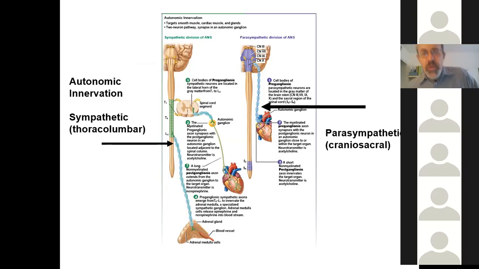Second has to do with the size of the pre and post ganglionic neurons. Hopefully you can tell from here, here's the preganglionic in the sympathetic, here's the postganglionic, and you can see that the preganglionic relative to the post is very short. Postganglionic is long. With the parasympathetic pathway, it's the exact opposite. The preganglionic neuron is very, very long, and the postganglionic is very short. So that's another difference. And we'll discuss a few other differences coming up.